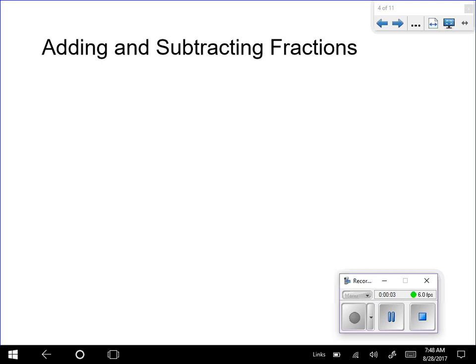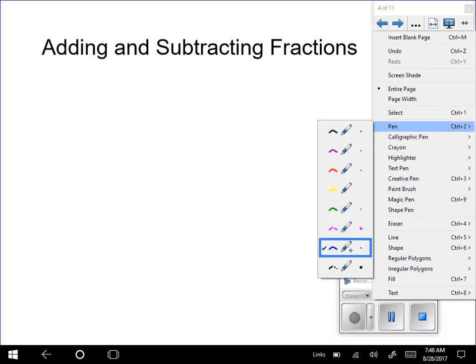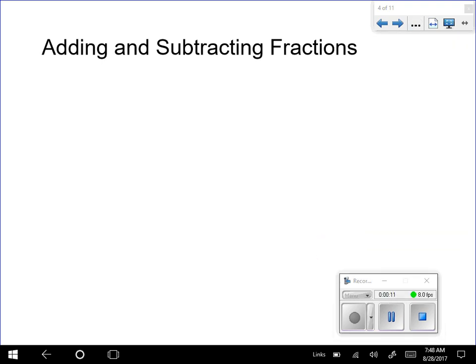Today we're going to be looking at adding and subtracting fractions. I know that can be scary for some of you, but if we can take our time and work through the process, we'll get a really good understanding of how to add and subtract fractions. Remember, fractions are no different than whole numbers. We're just working with parts instead of wholes.